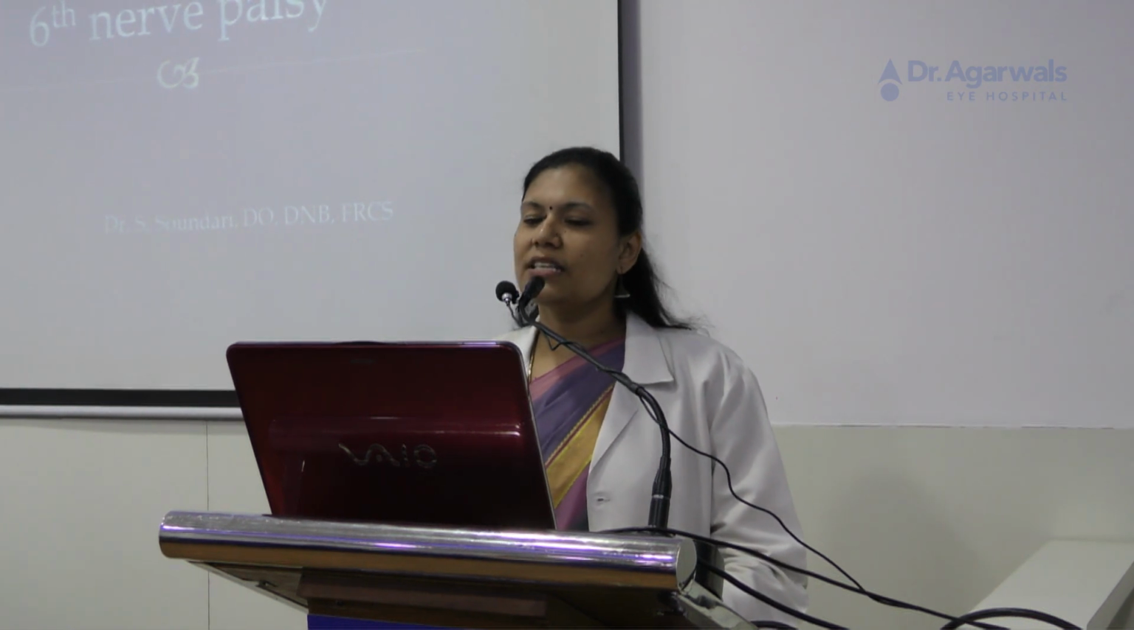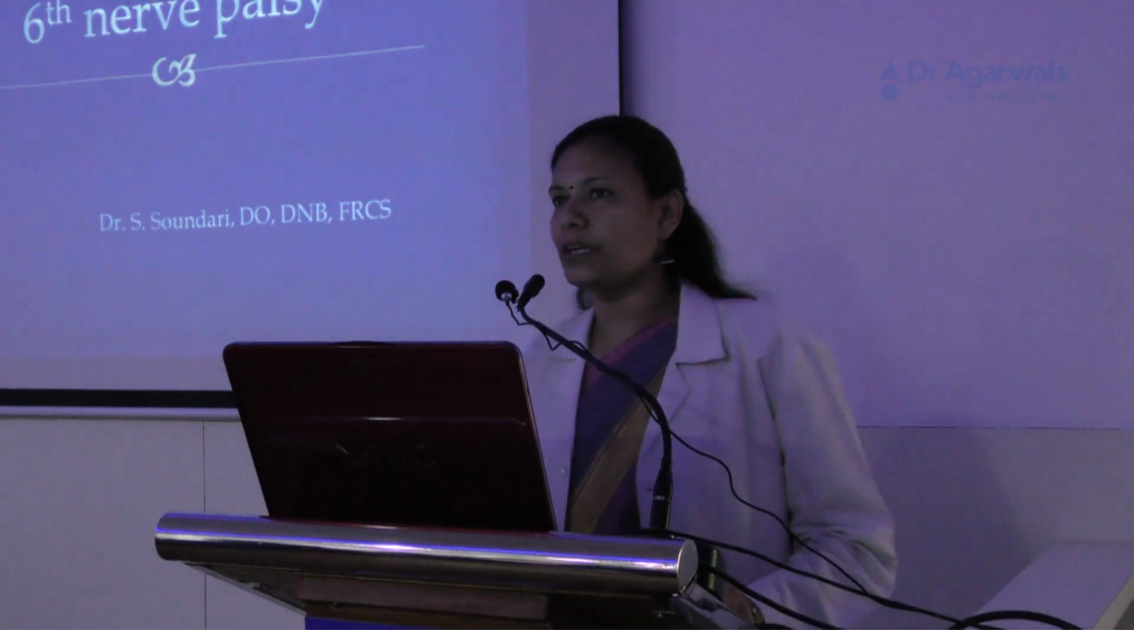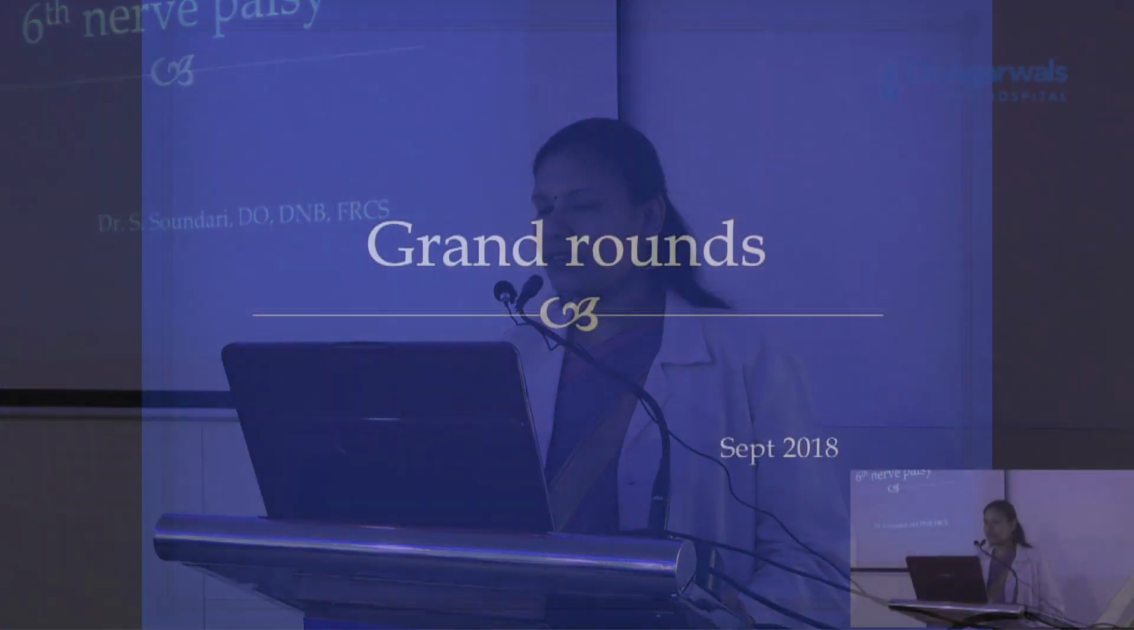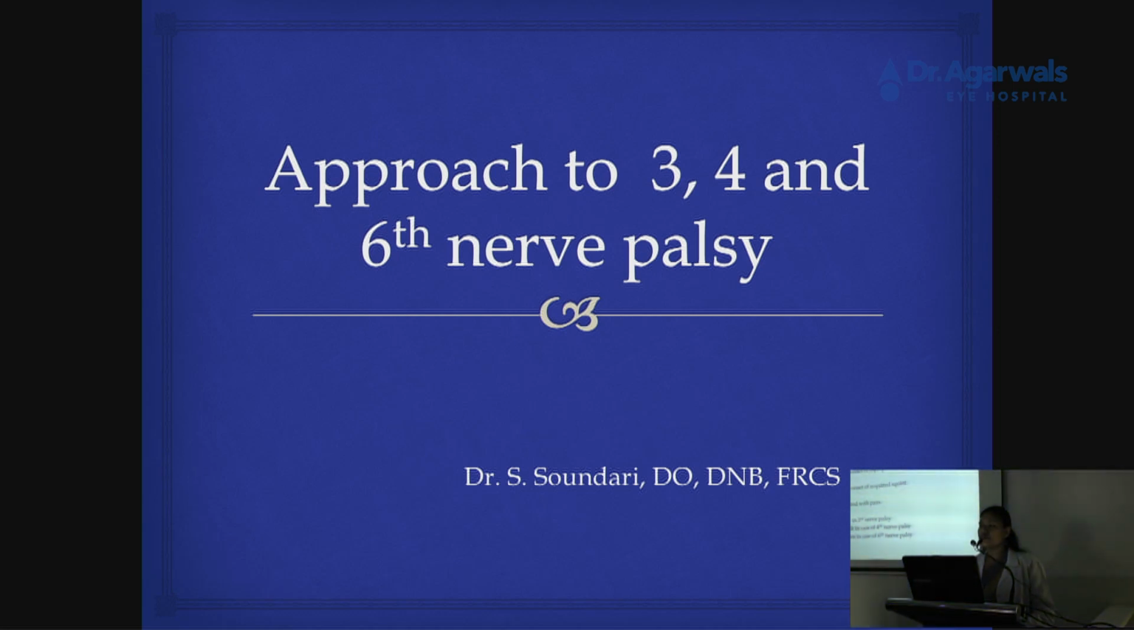So today we are going to see how to approach a case of 3rd, 4th and 6th nerve palsy. Even though each one acts differently, we have a common approach to 3rd, 4th and 6th nerve palsy. So history. What is the history, you will ask? Is there a sudden onset of diplopia?